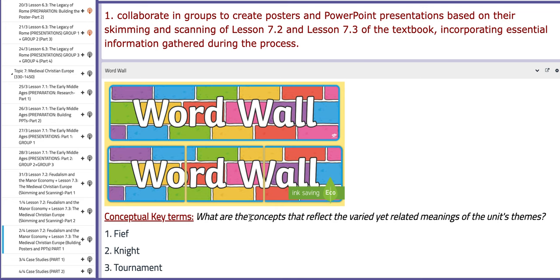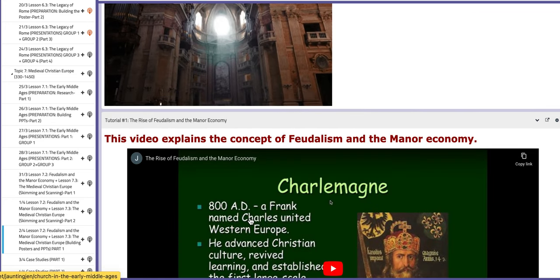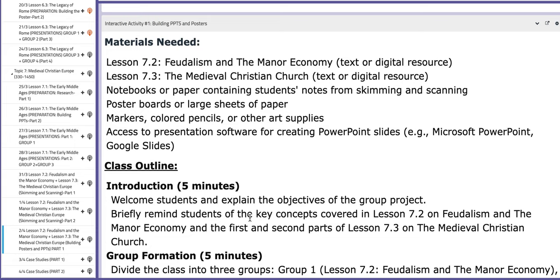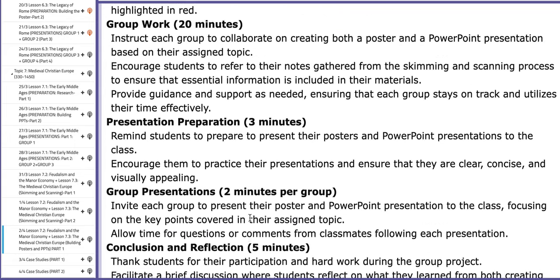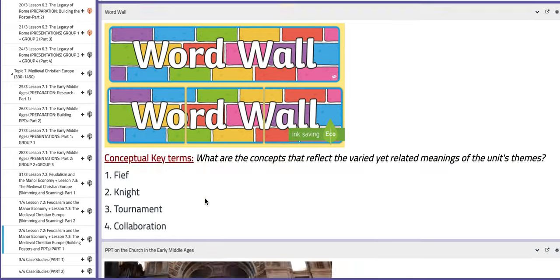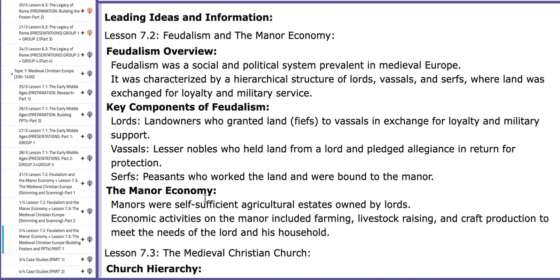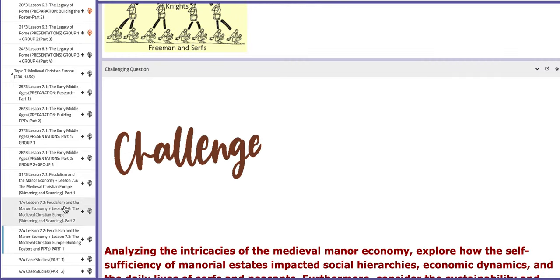You are going to work in groups to build posters and PPTs. I'm going to give you this day to work on it, and then you can go and work from home. You can use the BC page to refer back to PPTs, to tutorials, to aiding ideas, and so on.